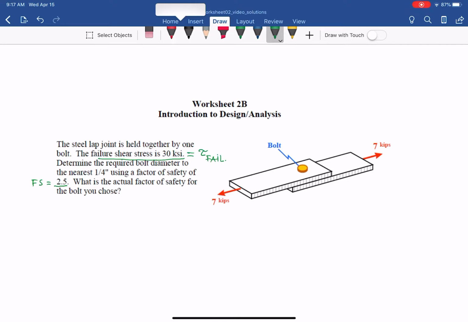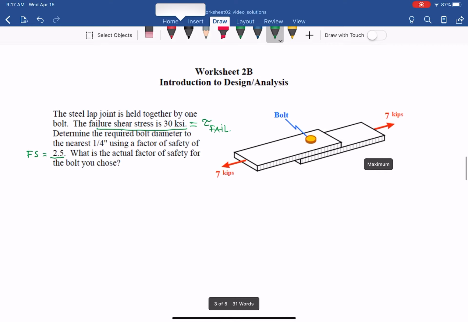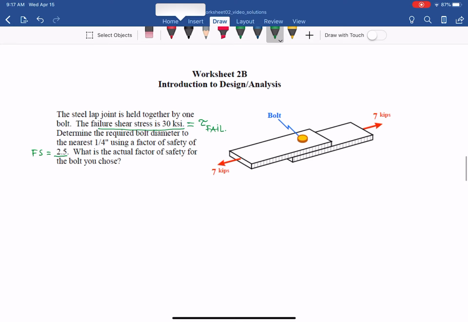After you choose the actual bolt, go back and check the factor of safety. It has to be greater than or equal to the original factor of safety of 2.5, because if it is less, then you don't meet the design requirement. Does anyone remember what this problem comes from? Is it familiar to you?